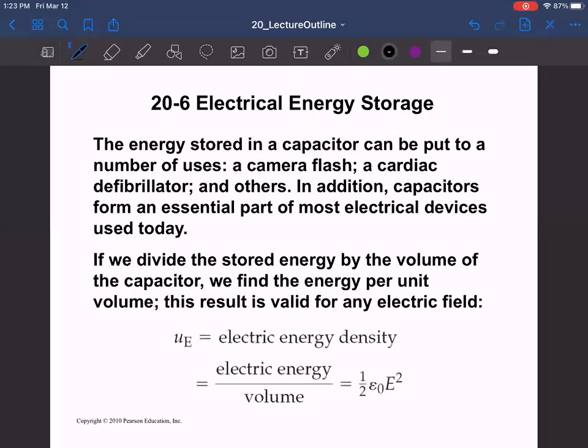But anyway, if you divide the energy stored by the volume of the capacitor, we can find the energy per unit volume. So this is like an electrical energy density, and you get that right there if you ever need to know it. So you basically can figure out how much energy per size of a capacitor you can store in there.